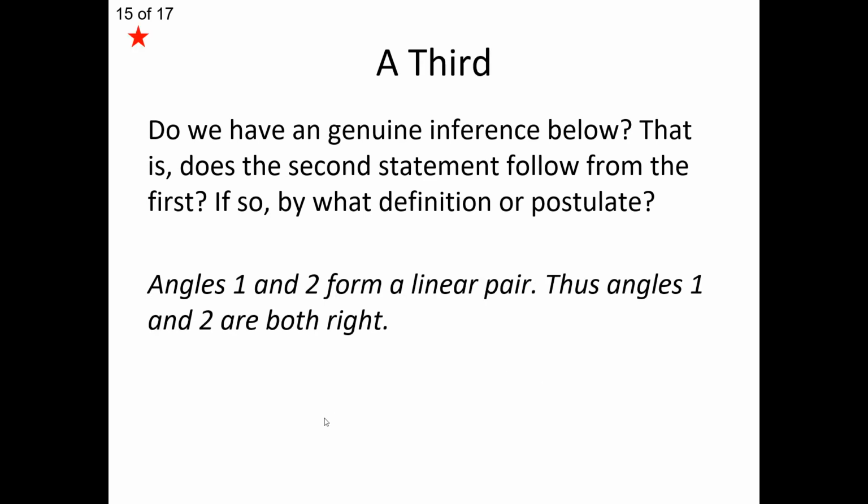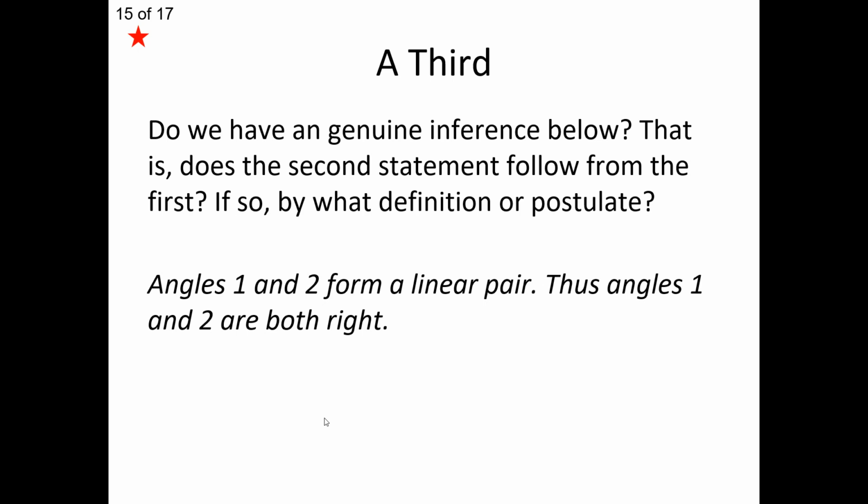Here we go. A third one. Angles 1 and 2 form a linear pair. Thus, angles 1 and 2 are both right angles. Let's think about this. Angles 1 and 2 form a linear pair. What can I draw from that? Let's unpack the definition of linear pair. The definition of linear pair has 2 things with it. It says the angles have to be adjacent and their non-common sides have to form a line.